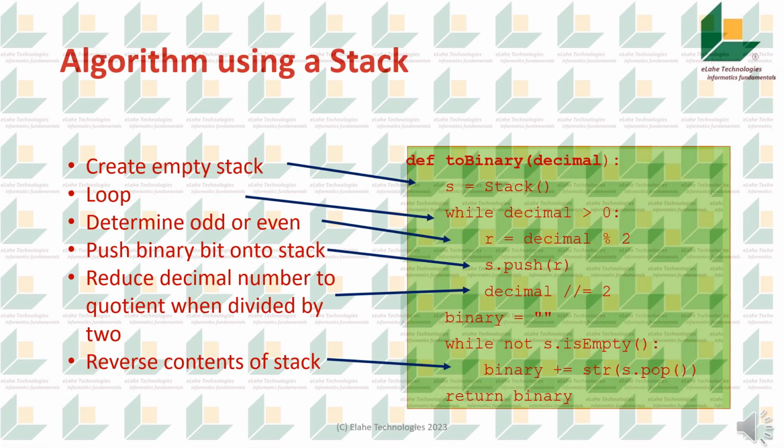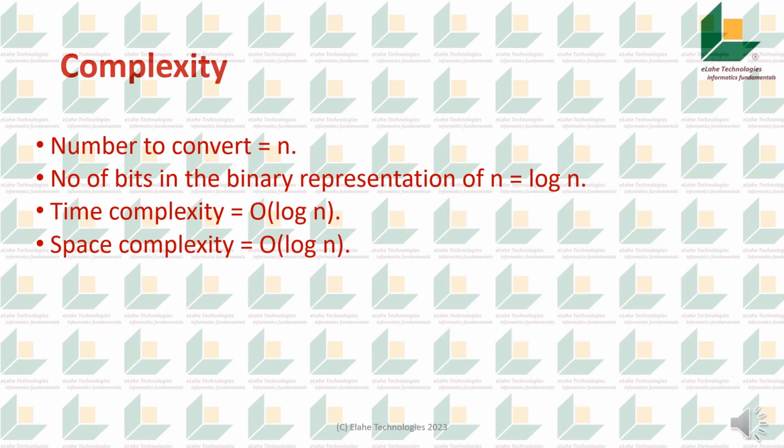Here is the algorithm pseudocode and Python code snippet for the problem. We repeatedly execute an integer division of the decimal number by 2, pushing the remainder onto the stack. Once done, we retrieve the answer from the stack by repeated popping. The algorithm runs in order log n time, where n is the number which we want to convert to binary. The space complexity is also order log n. Note that log n is also the number of bits in the binary representation of n.